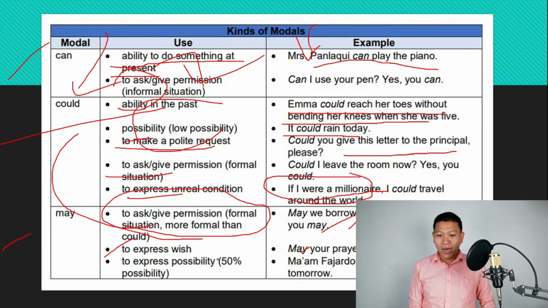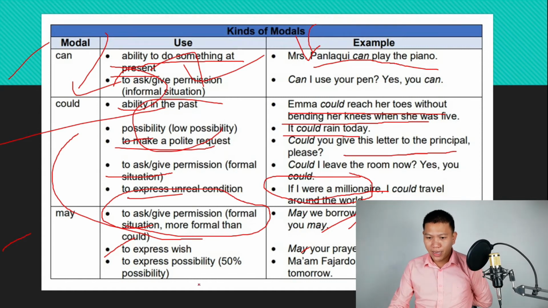To express possibility, 50% possibility. A while ago, low possibilities for could. Now for 50% possibility, we use may. Madame Fajardo may administer the quiz tomorrow. So there is a 50% possibility that it could happen.